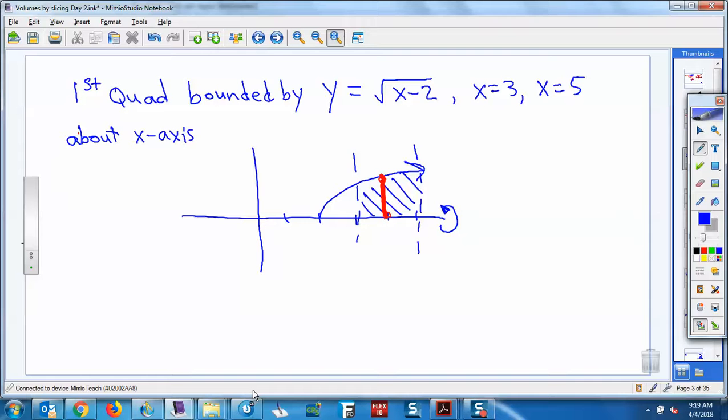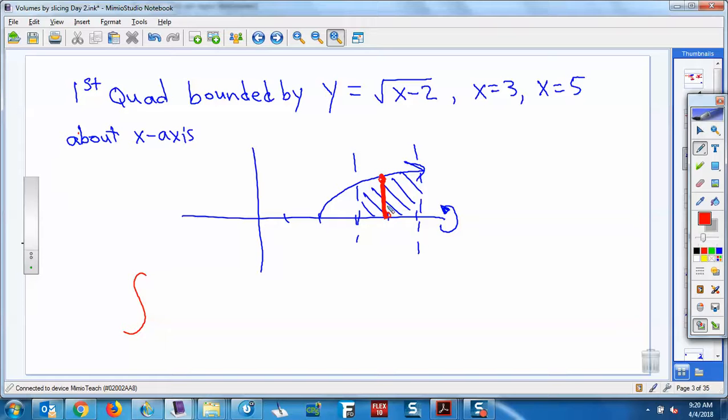So it says, if you had a problem that said the first quadrant bounded by y equals square root of x minus 2, x equals 3, and x equals 5. So again, this is the same terminology we've been talking about last week, but the difference is we wanted just the area of that region. Now let me just pause here a second. When we just want the area of the region, well then it makes sense that what we're adding up is the area of each of these strips.